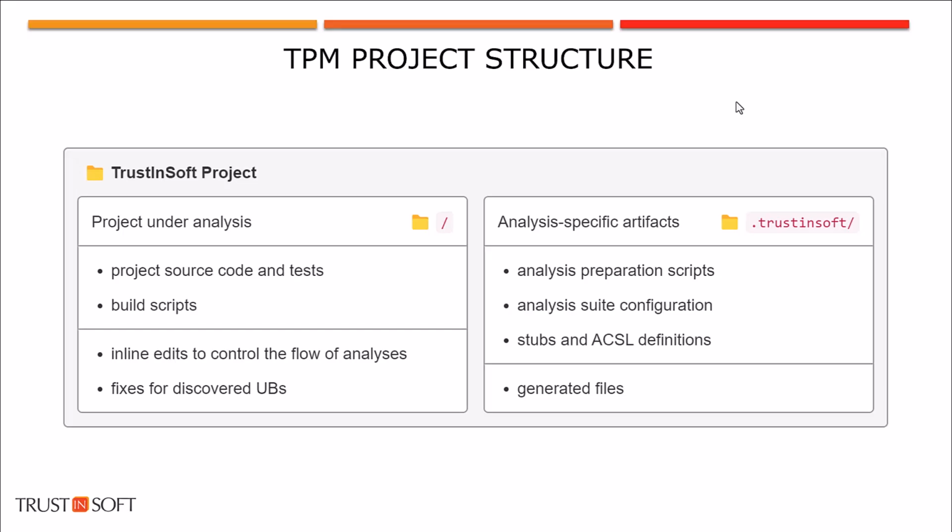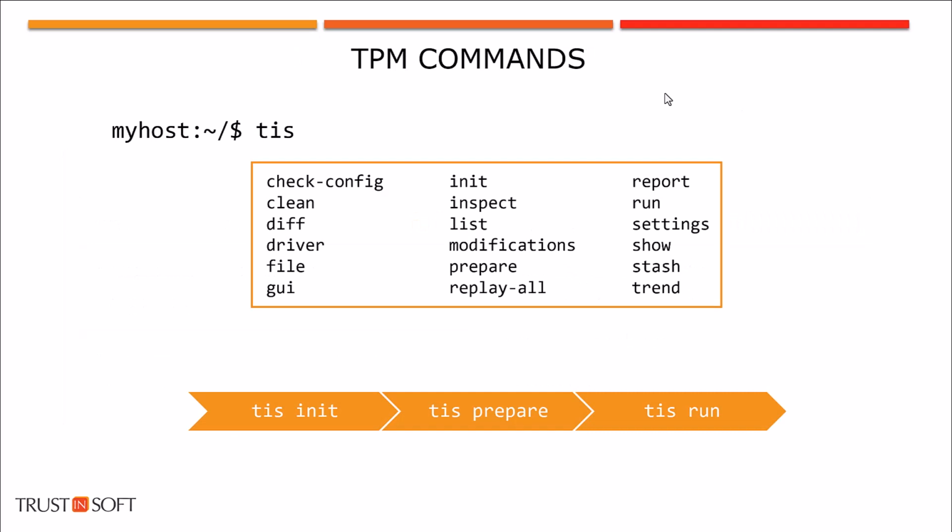As you're about to see in the demonstration, running the TrustInSoft Project Management utility establishes a dedicated folder called .trustinsoft, which houses all of the analysis-specific artifacts, including preparation scripts, stubs, and any auto-generated files as part of the project preparation. It also becomes a home for longer-term trending and reporting data, making a project with TrustInSoft Project Manager extremely portable and self-contained. While the demo today is going to focus on how quickly and easily it is to get started leveraging the TrustInSoft Project Manager utility, the utility supports a variety of additional capabilities, making it a powerful way to manage your TrustInSoft projects.